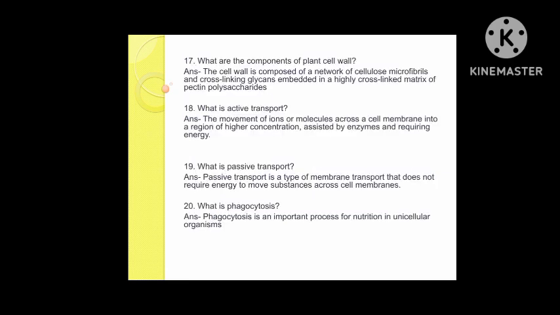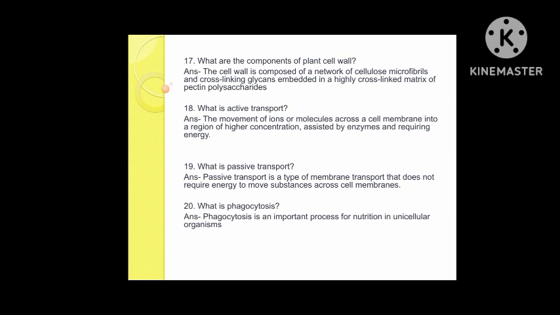Then what are the components of the cell wall? Plant cell wall: the cell wall is composed of a network of cellulose microfibrils and cross-linking glycans embedded in a highly cross-linked matrix of pectin polysaccharides. Number 18. What is active transport? The movement of ions or molecules across a cell membrane into a region of higher concentration, assisted by enzymes and requiring energy, is known as active transport.